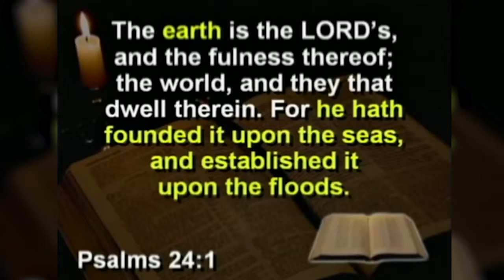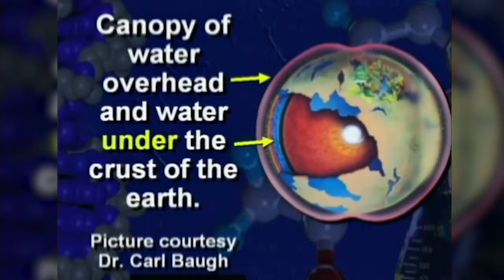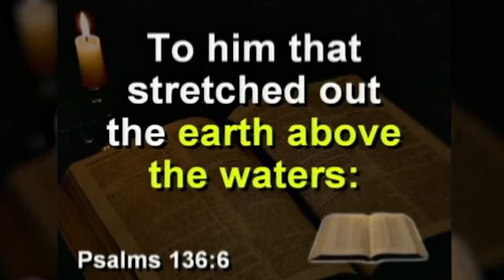Psalm 24 says, the earth is the Lord's. He founded it upon the seas and established it upon the floods. See, most of the water that's now in the oceans used to be in the crust of the earth. Psalm 136 says he stretched out the earth above the waters. It's not the way it is today. Better read that verse very carefully. That's given us a powerful clue of what the original creation was like.